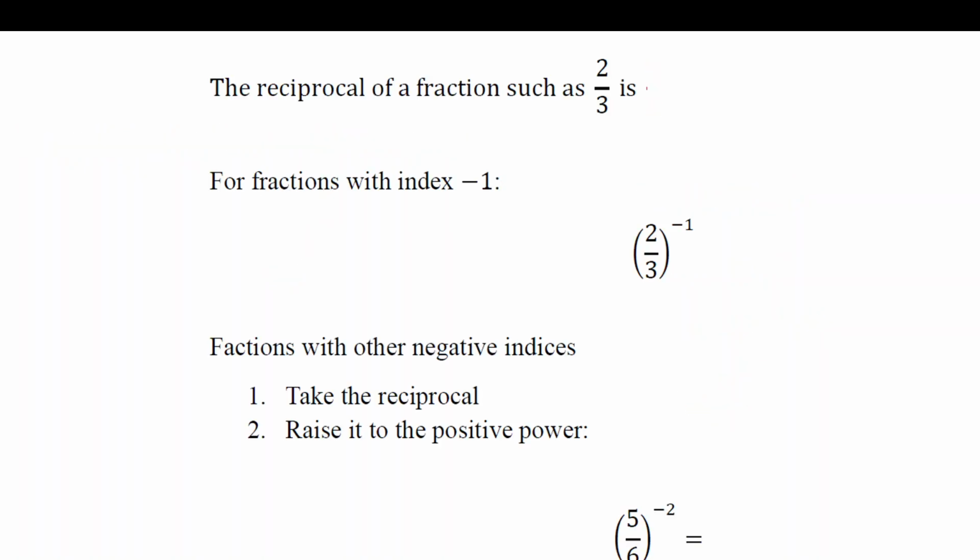Now, if we talk about reciprocal, the reciprocal of a fraction is simply flipping it upside down, 3 over 2. For fractions with the index of negative 1, essentially, what that means is we're just flipping the fraction. Okay, so fractions with other negative indices take the reciprocal and then raise it to the positive power. So here, we're going to flip the 5 over 6 and make it 6 over 5 and raise all of that to the power of 2. Okay, in which case you could work that out, and that would be 36 over 25.